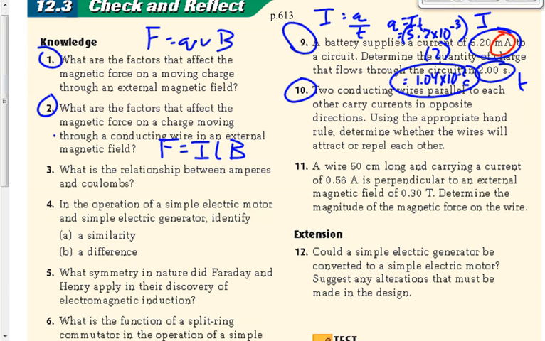And finally, question number 10 says 2 conducting wires parallel to each other carry currents in opposite directions. Using the appropriate hand rule, determine whether the wires will attract or repel each other. This is a hard question. Although we did do something like this when we introduced the idea of magnetic fields. I'm not sure if it was this exact question or not, but it was something similar, at least in terms of strategy.